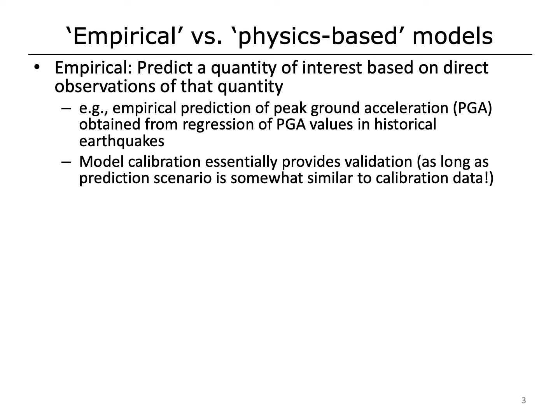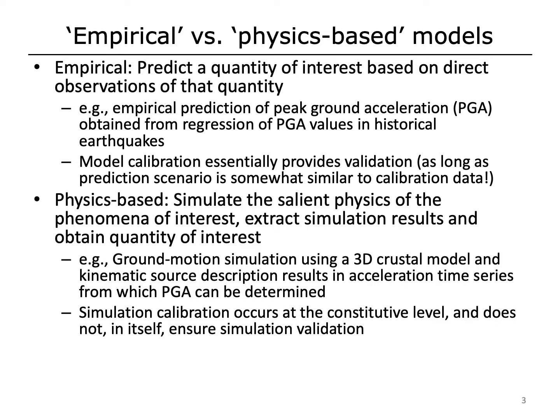For example, if we want to predict peak ground acceleration obtained from a future event, we make use of observed values of peak ground acceleration in historical events. The process of model calibration essentially validates these methods to the extent that the observational data is similar to the predicted scenario, whereas in contrast, physics-based models simulate the salient or underlying physics of the phenomenon of interest from which we extract simulation results and obtain specific quantities.